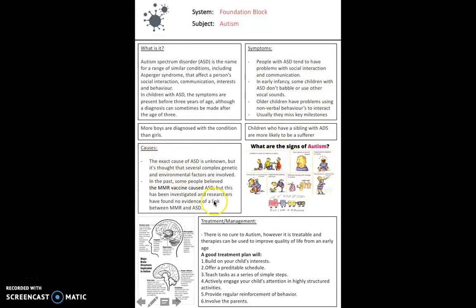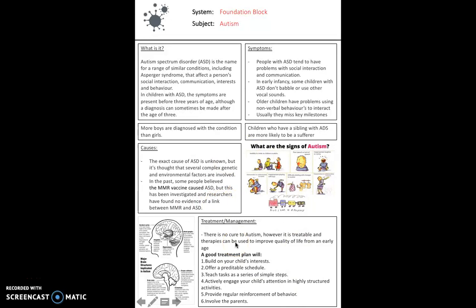So the causes behind this, again, the exact cause is unknown, but it's thought that several complex genetic and environmental factors are involved and combined to cause this condition. In the past, some people did believe that the MMR, measles, mumps, rubella vaccine caused autism, but this has been investigated and researchers have found no evidence of a link between the two.